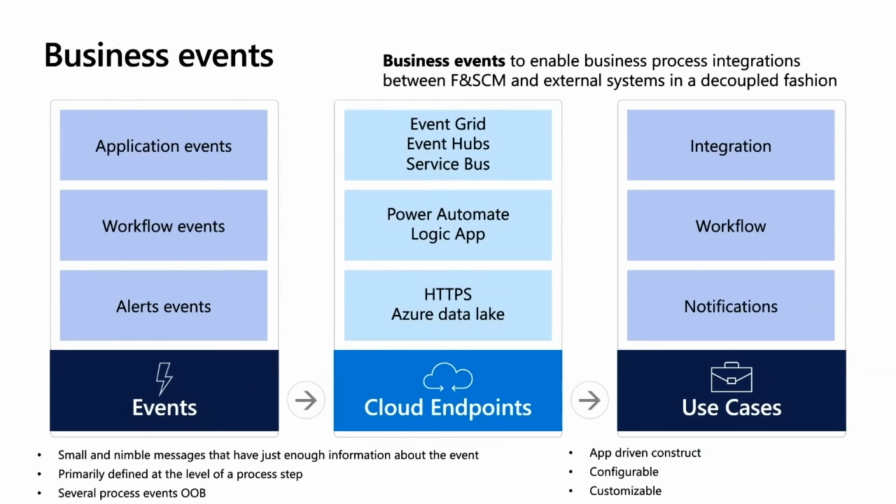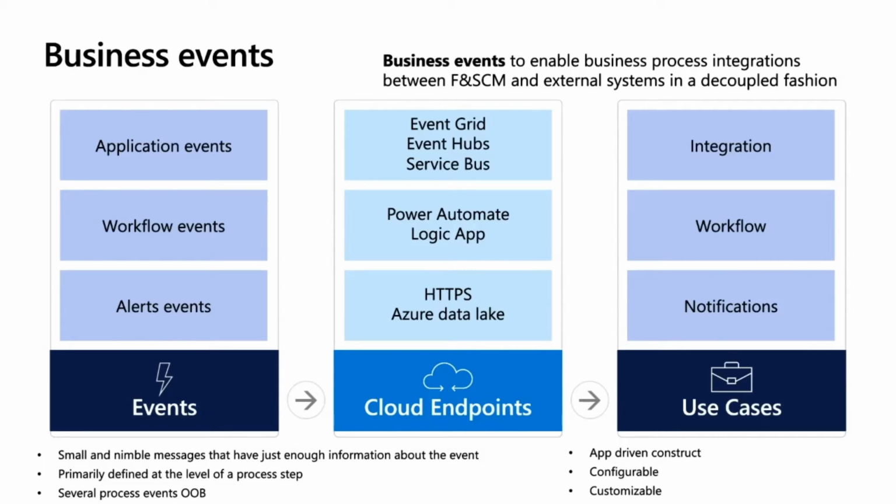Now, the first example of this event-based architecture is business events, which is to enable business process integration between finance and supply chain management and any other application, third-party application, in a decoupled fashion. We have many processes where you can emit a business event. It would be application, workflow, alerts, and then you can configure many endpoints like Event Grid, Service Bus, Power Automate, Logic App to listen to those events.